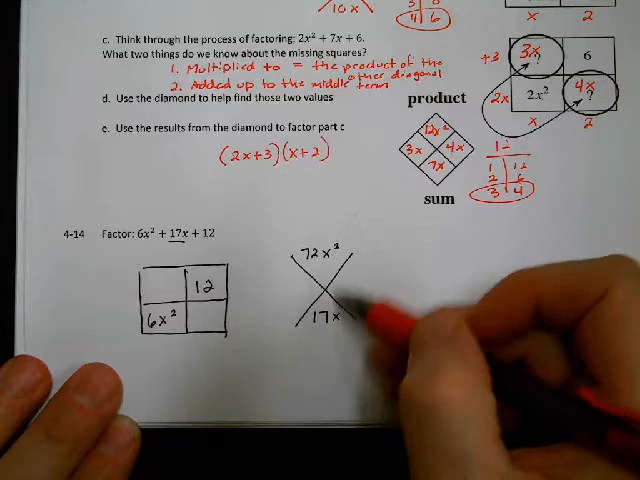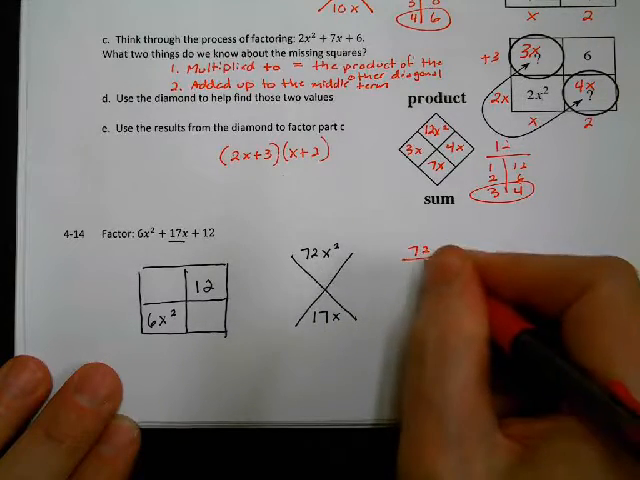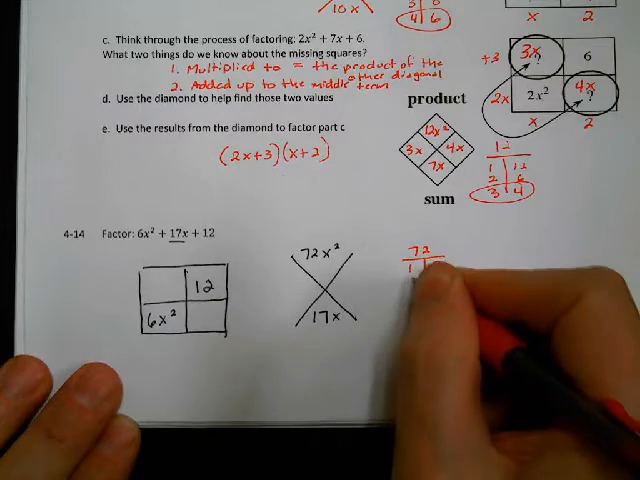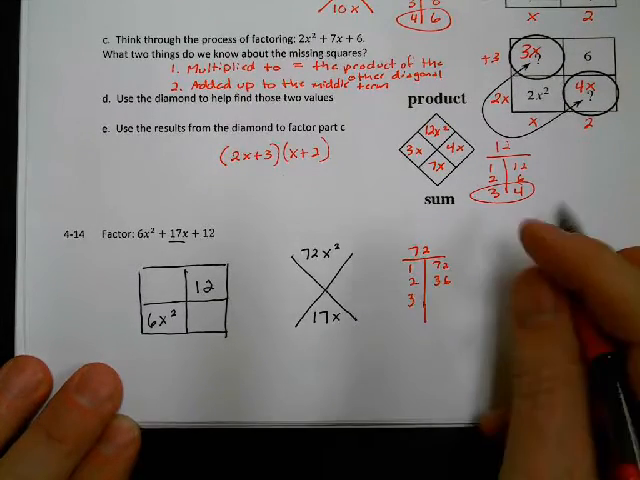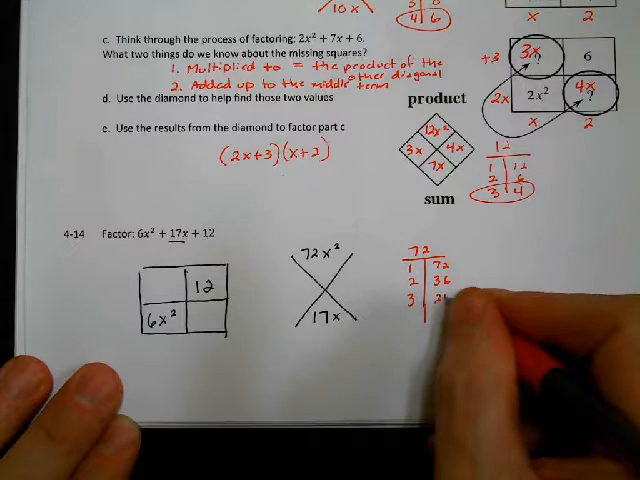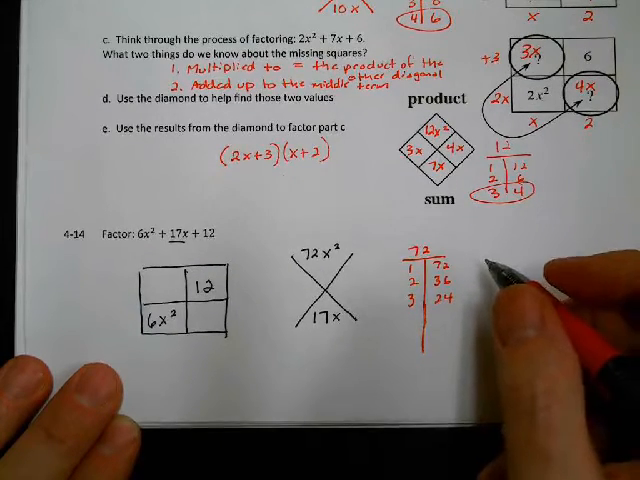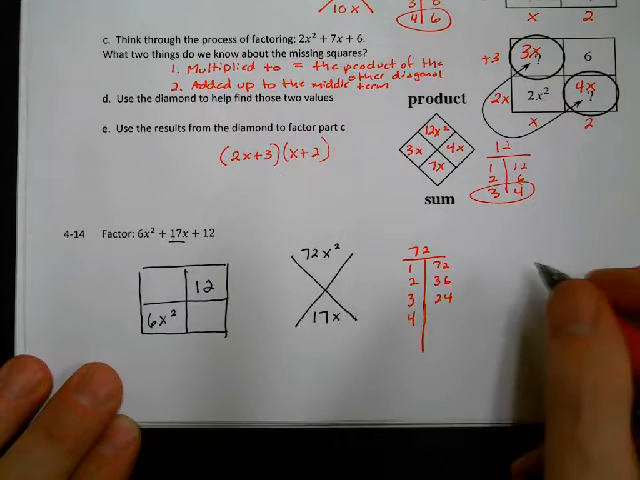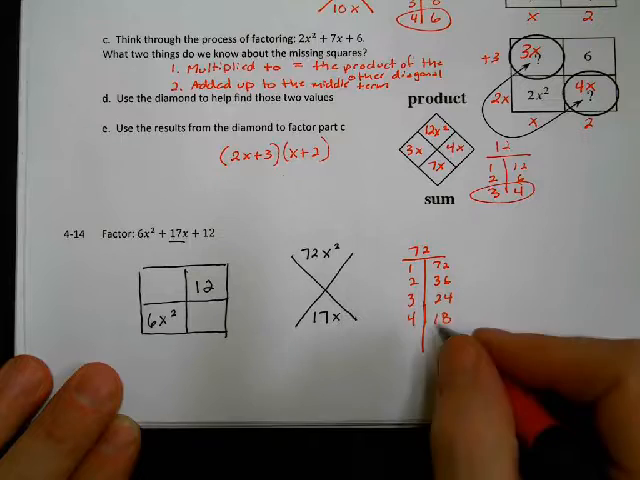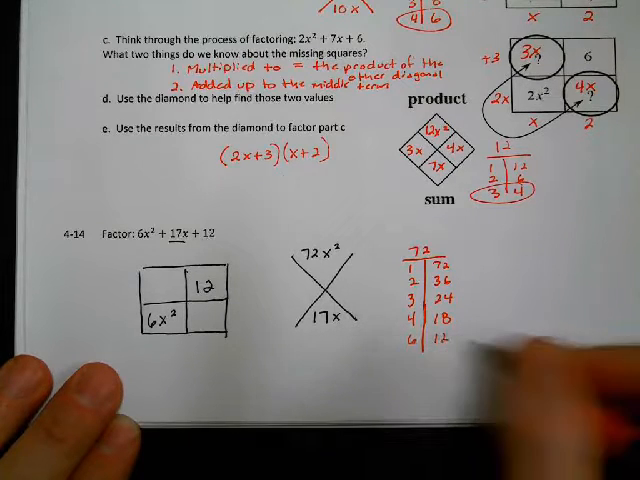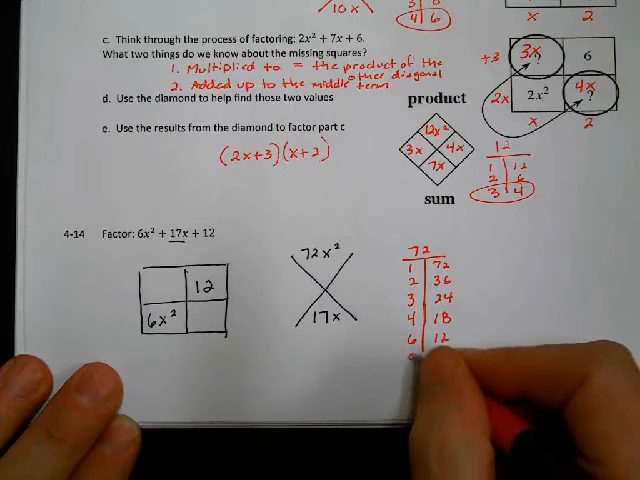You might have already thought of it. We could do 1 and 72, 2 and 36, 3 and 24. Oh, this is going to get hard. 4 and 18. 5 doesn't go in there. 6 and 12. And finally, 7 doesn't go in there. 8 and 9. I found it finally. 8 and 9.